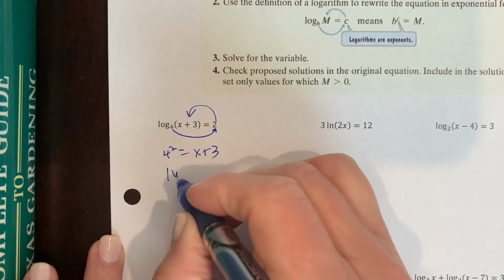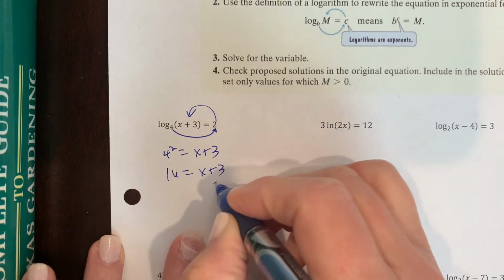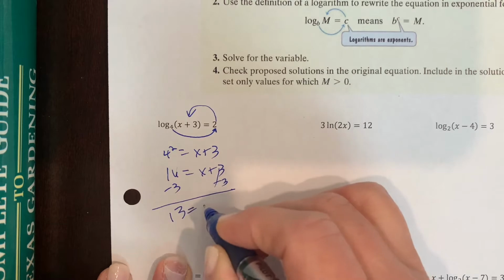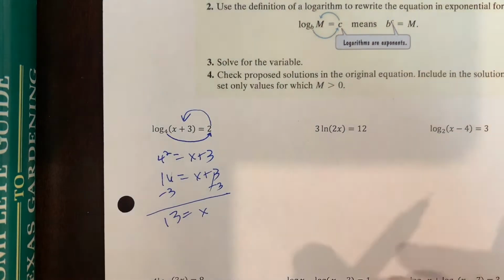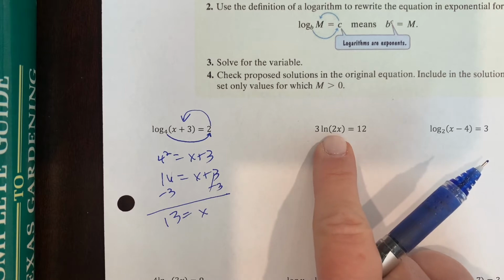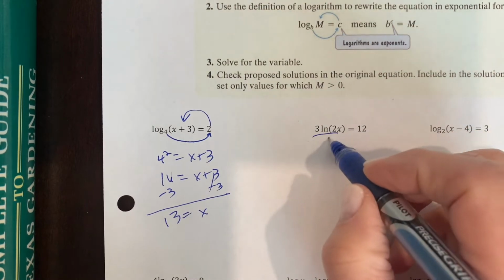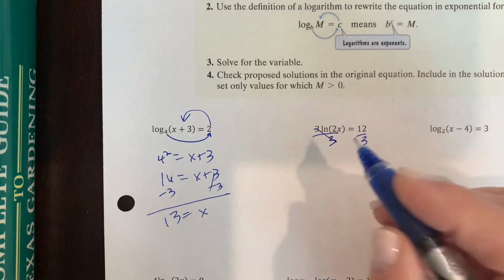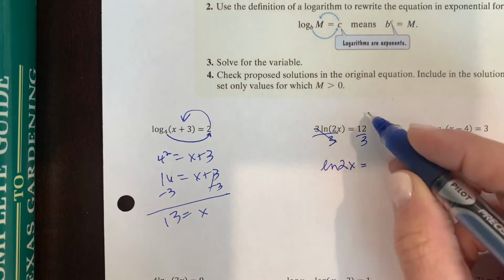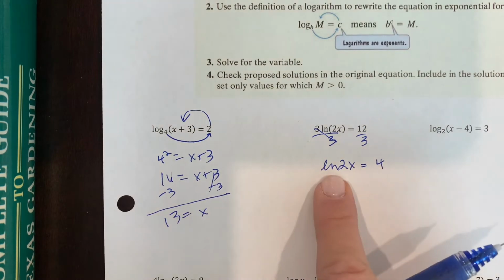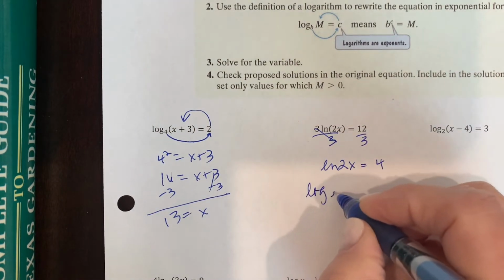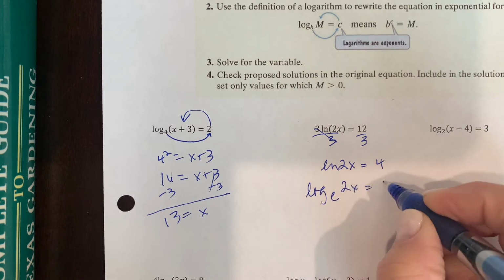Okay, so 4 squared is 16, x plus 3, subtract 3 off of both sides. So 13 equals x, okay? Now you have to get the log somewhat isolated. So I'm going to divide by 3 here first. So I've got ln 2x equals 12 divided by 3, which is 4. Okay, but you can replace ln with log base e of 2x equals 4.